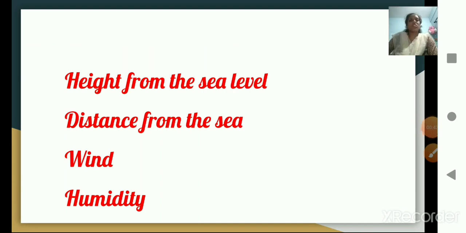That's it with our today's class. In our next class, we shall know more about the other factors that affect the climate, that is height from the sea level, distance from the sea, wind and humidity.